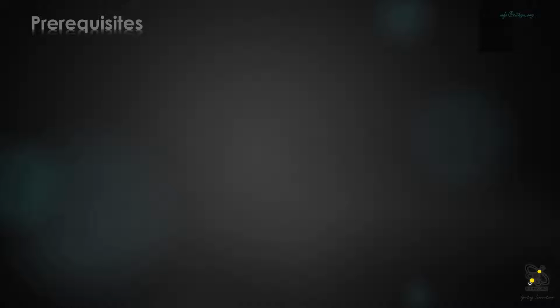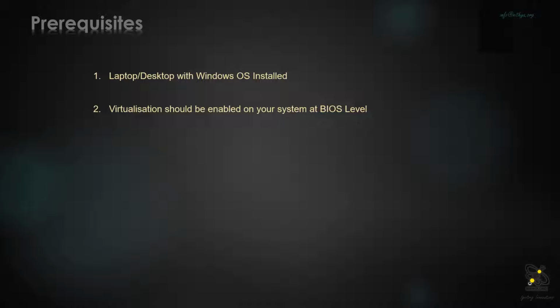To start with the lab, these are the prerequisites I'm expecting from you. You should have a laptop or desktop with the Windows OS installed, and you have to enable virtualization at the BIOS level. You can do it at startup of the machine: go and change the BIOS settings to enable virtualization. Third, it's very important because we are going to pull many things from the internet, but don't worry, I'm going to use a very sensible amount of internet data. So you should have internet connectivity on your laptop or desktop, and you should also have administrator access.